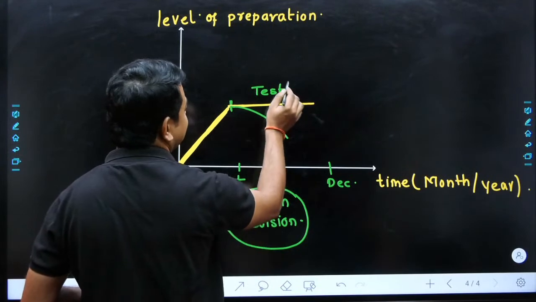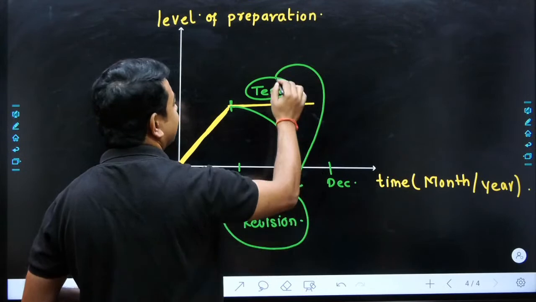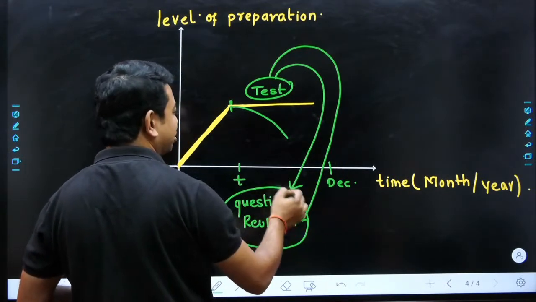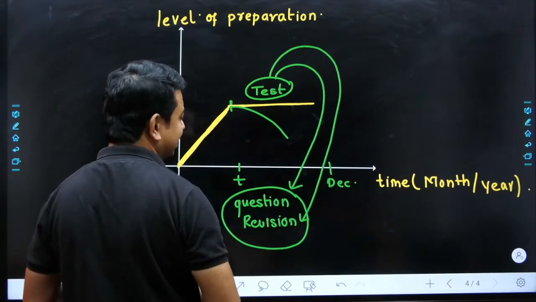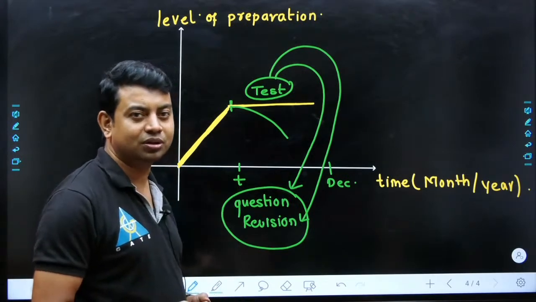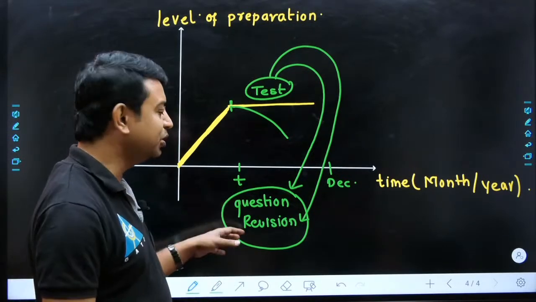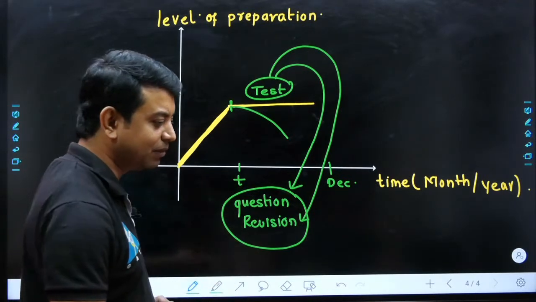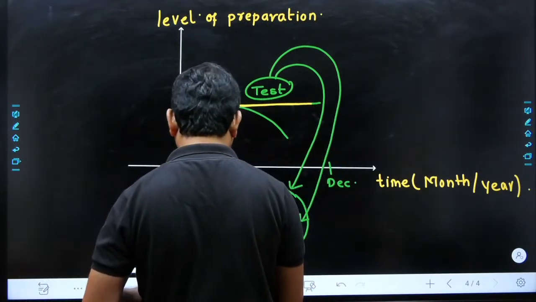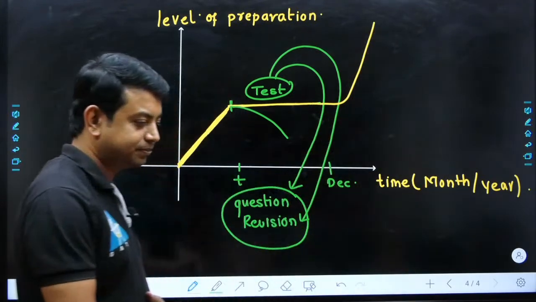If you are continuously appearing for test series, you are going to get more questions and more revisions. If you are doing these two things by appearing in the test series, you may think you are in a plateau, or that your marks will not increase. But if you continuously do hard work, then finally from the month of December, your plateau increases suddenly, and your preparation level will increase like this.